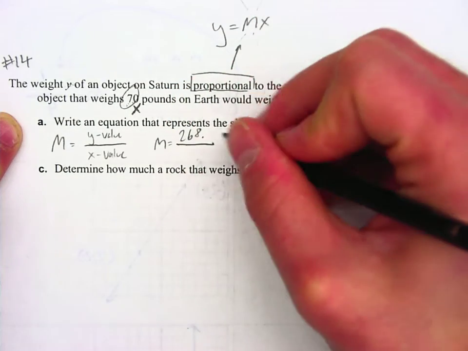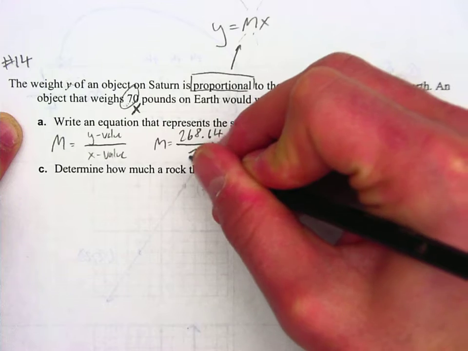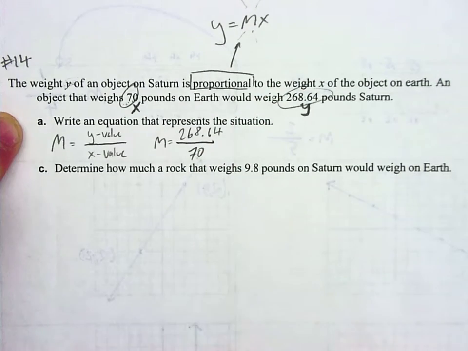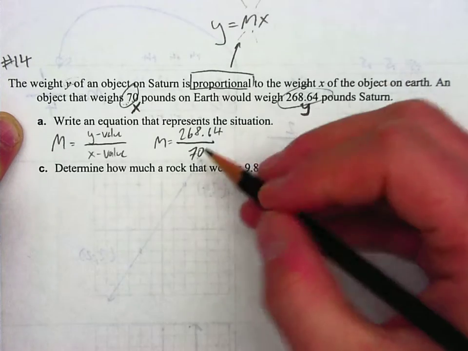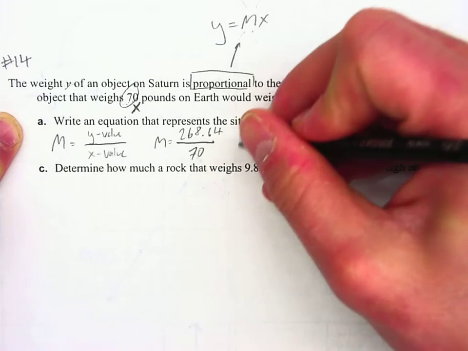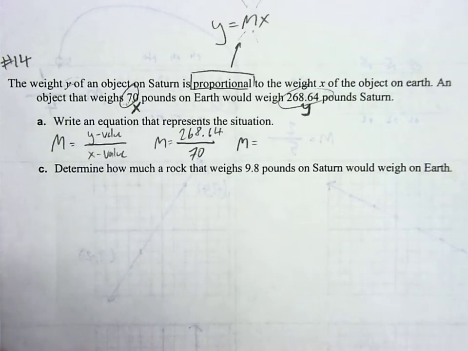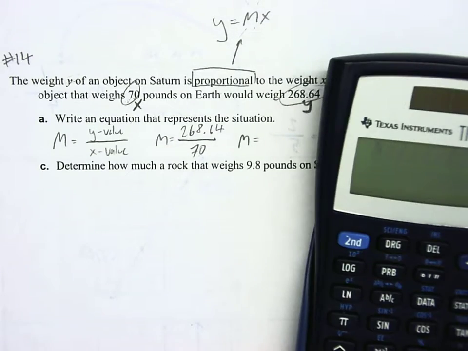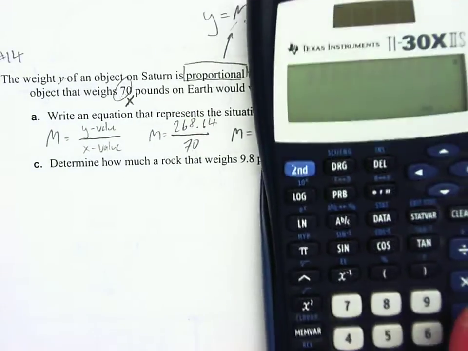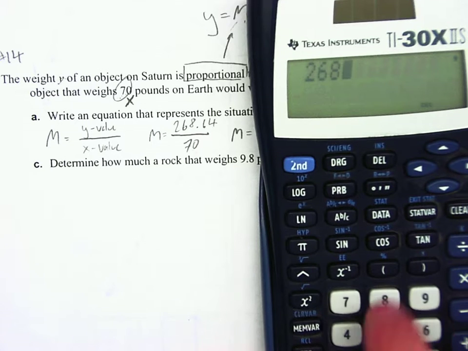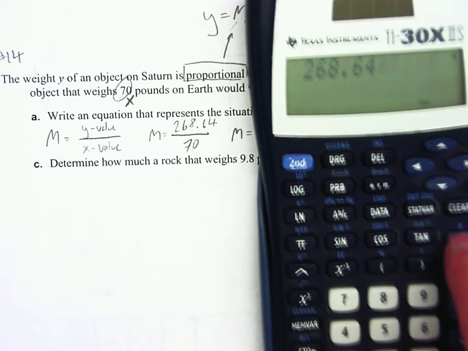Y over x is just 268.64 over 70. Holy smokes, this is going to be ugly, but I love it. There's my slope. Now, I don't want to mess with a decimal within a fraction. I'm just going to go straight to the decimal representation of the slope. To do that, I'm going to reach for my calculator and treat this like a division problem: 268.64 divided by 70.